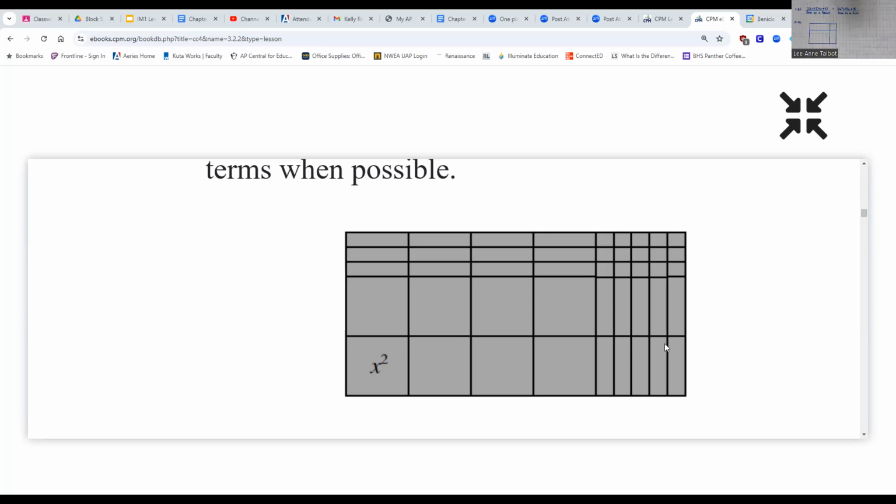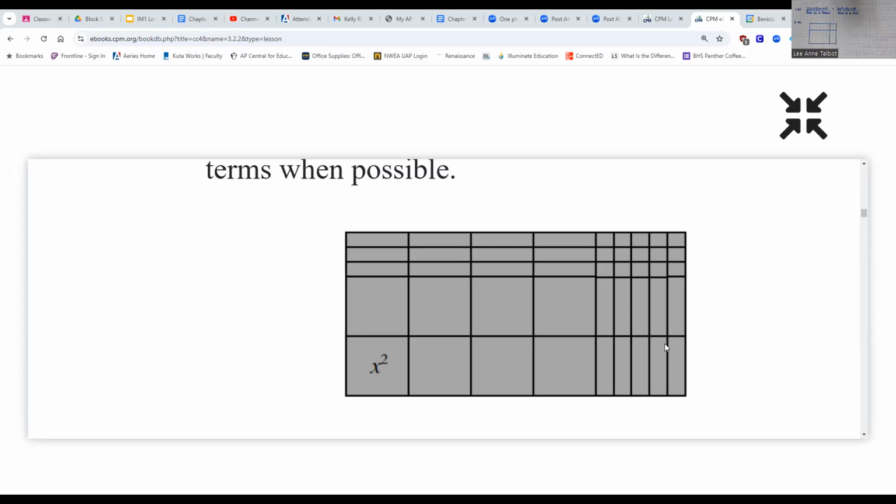So the length is x plus x plus x plus x plus 1 plus 1 plus 1 plus 1 plus 1. X plus x plus x plus x is 4x. And then 1 plus 1 plus 1 plus 1 plus 1 is 5. So this is 4x plus 5. Now the width is x plus x plus 3, 2x plus 3.